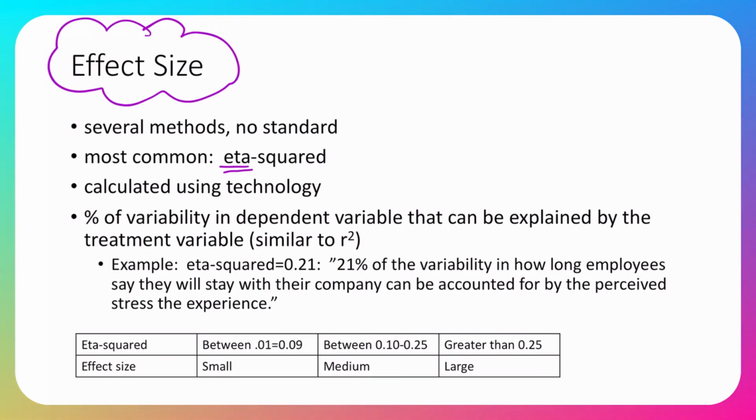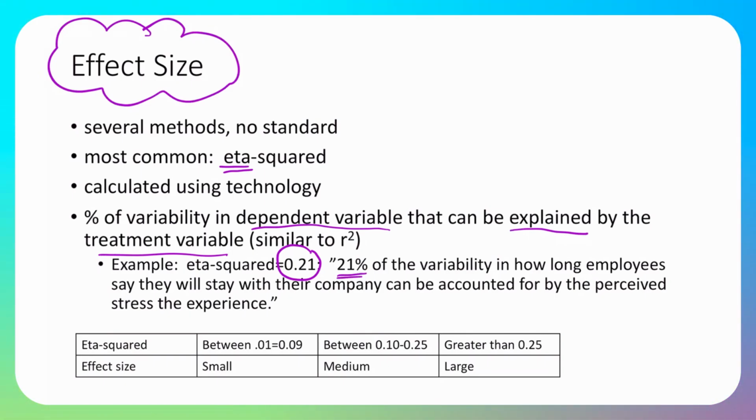And it's interpreted in a very similar way to R squared, or the coefficient of determination. It's the percent of variability in the dependent variable that can be explained by the treatment variable. And again, it's usually expressed as a percentage. So for example, if eta squared is equal to 0.21, then we write that as a percentage, 21%.